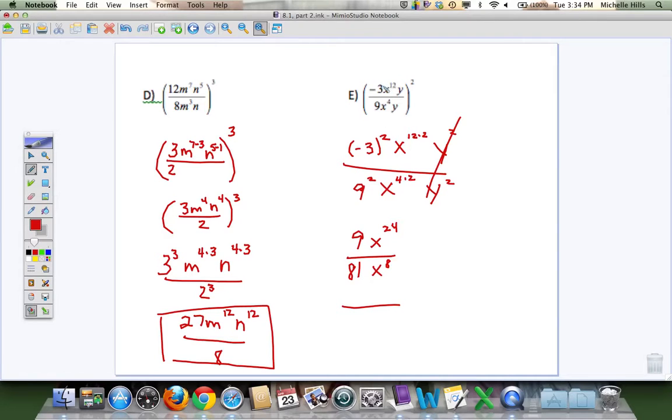Here's where something happens. Notice I could have reduced negative 3 over 9 to negative 1 over 3, and I didn't. So I end up with a fraction that I can reduce after I square things. 9 over 81 reduces to 1 over 9. 24 x's in the numerator, 8 in the denominator, would leave a balance of 16 x's. So x to the 16th over 9 would be my final answer.